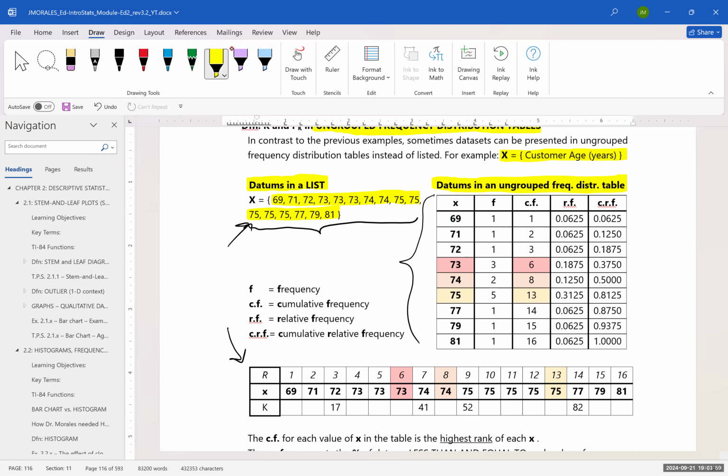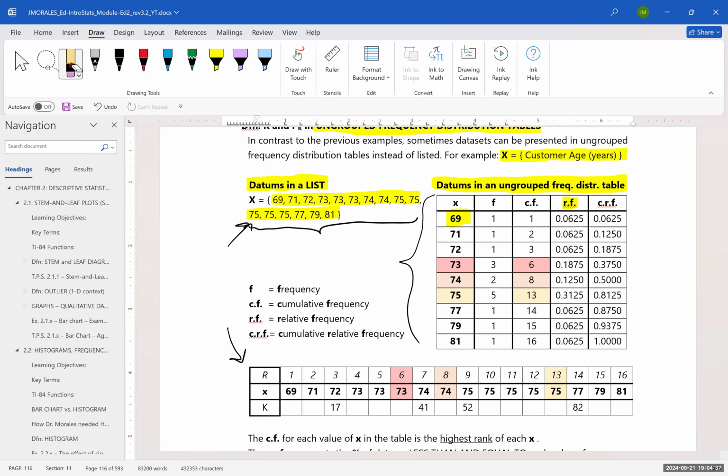Then one of the other columns we have is relative frequency. And again, this is from a previous chapter. But basically, if you move the decimal point over 2 places for each one of these numbers, that represents a percentage. So the relative frequency of a 72 occurring in this data set is 6.25%. The relative frequency of a 71 occurring is 6.25%, and so on.